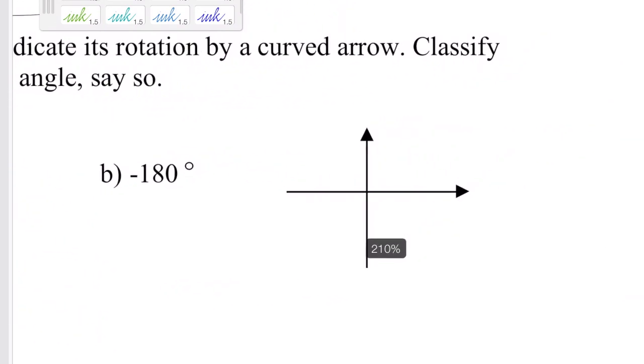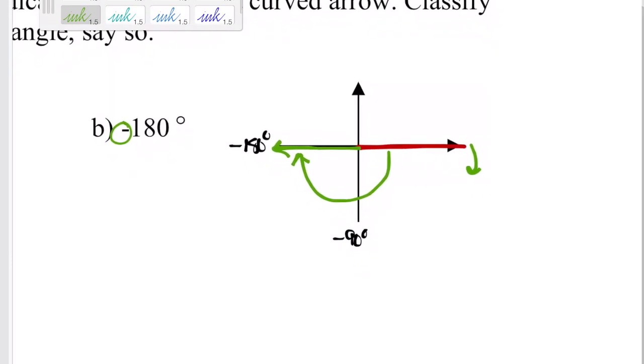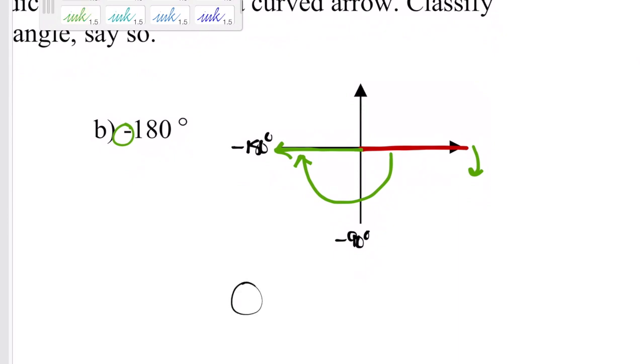Our next one, this one's negative. So I'm starting again at standard position, and because it's negative, that means that I'm going the opposite direction, so I'm going clockwise. Going clockwise, this would be negative 90 degrees. Again, just that one shift of a quadrant is 90 degrees, and because we're going the opposite direction, it's negative. And then this would end up being negative 180. So then I can draw my conclusion and my curved arrow. Because this is on the negative x-axis, this is going to be quadrantal. And that's it. Not too crazy.